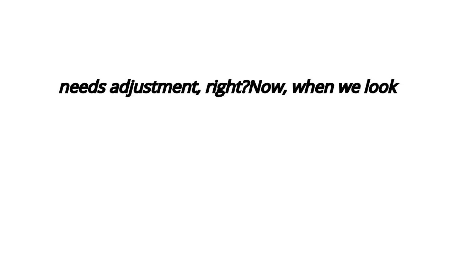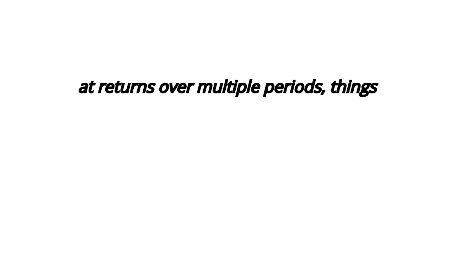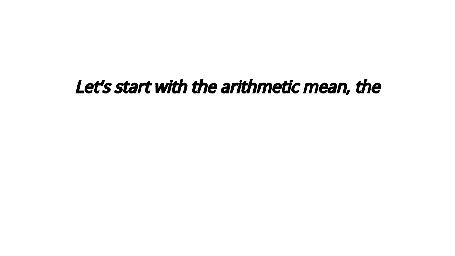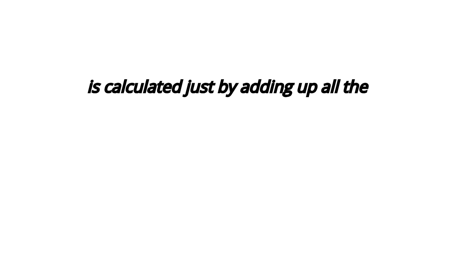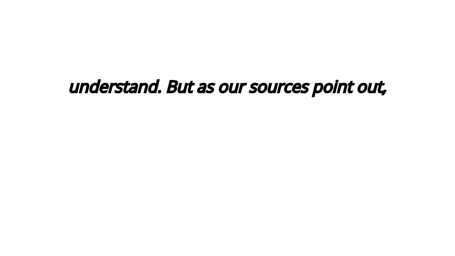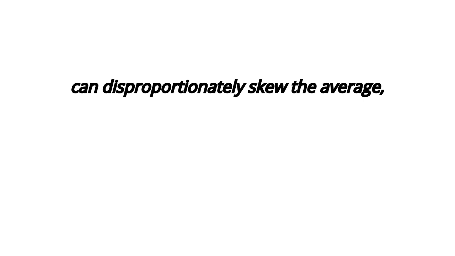Right. Now, when we look at returns over multiple periods, things get a bit more interesting. Definitely. We have different ways to calculate an average return, and each tells us something slightly different. Let's start with the arithmetic mean, the simple average. Okay. The arithmetic mean is calculated just by adding up all the periodic returns and dividing by the number of periods. Simple. Very simple to understand. But as our sources point out, it can be heavily influenced by extreme returns. Right. Outliers. Exactly. One really good year or one really bad year can disproportionately skew the average, potentially giving a misleading picture of typical performance.